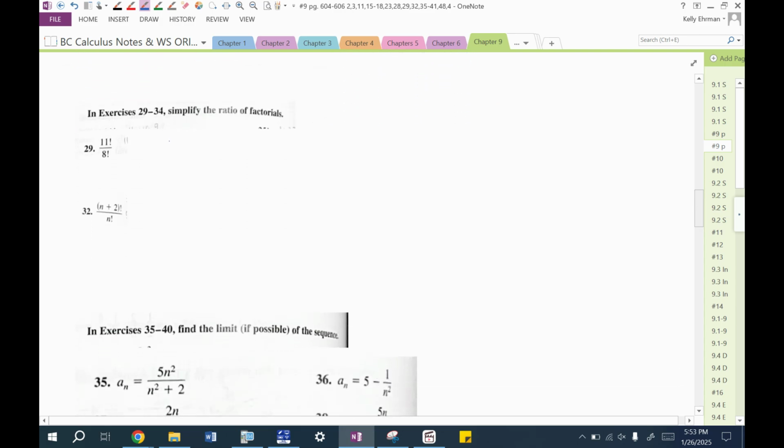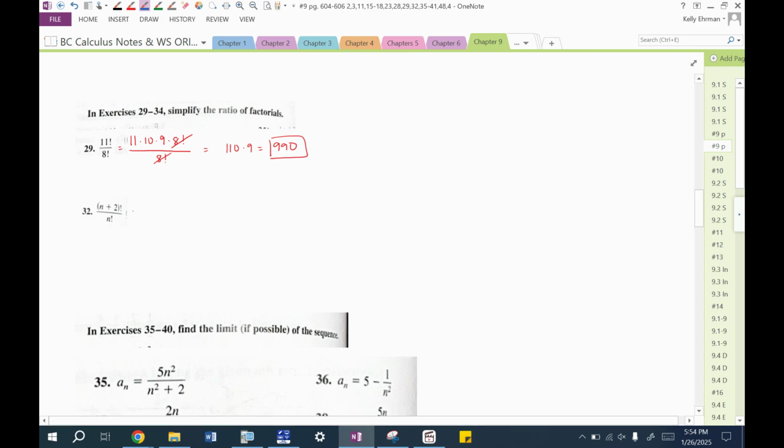All right, simplify the ratio of factorials. So remember, factorials mean, like 11 factorial means 11 times 10 times 9 times 8 times 7 times 6 times 5 times 4. So the rest of this is 8 factorial. So the fact that this is 8 times 7 times 6 times 5, that's going to cancel out with those two. So it's just 11 times 10 times 9. That's 110 times 9, and that's 990.